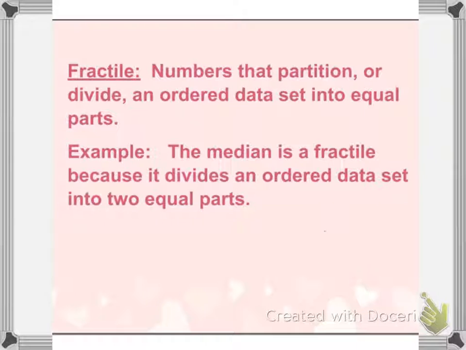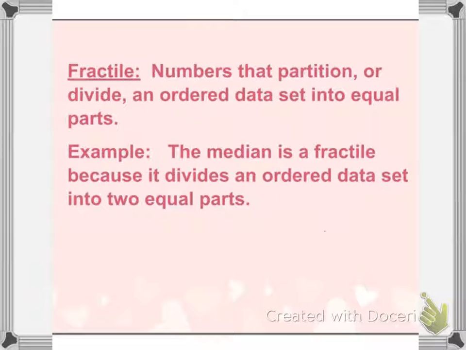A fractile, think about like fracturing your arm. When you fracture your arm, you split your arm into multiple pieces. You split that bone up. A fractile in statistics is splitting up your data. It's numbers that split up your data. So your median is a fractile because your median is the middle number. You line all your numbers up, and the one in the middle is the median, and it splits your data in half. Okay, so the median is a fractile.